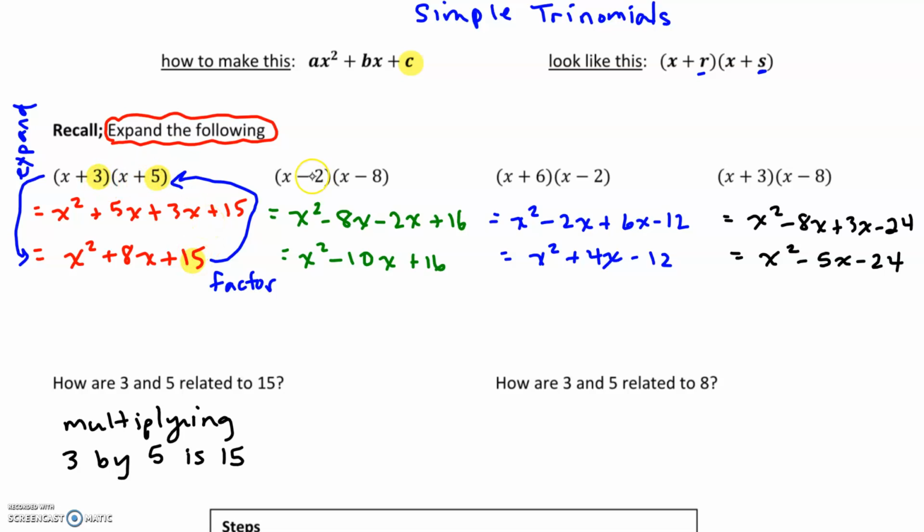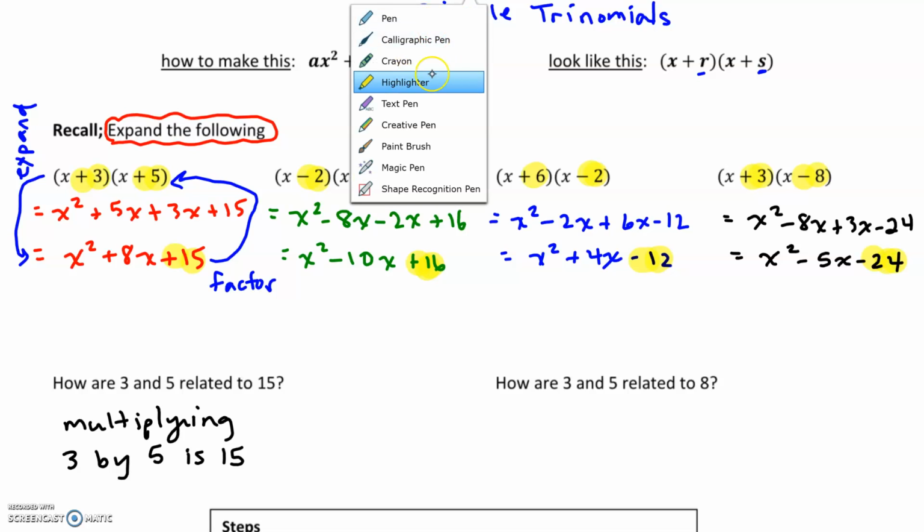And if we look, it continues. It's the same in every one of these. Negative 2 times negative 8 is a positive 16. Even the signs show up here, because multiplying 2 positives gives us a positive 15, and multiplying 2 negatives gives us a positive 16. Positive 6 times negative 2 gives me negative 12, and positive 3 times negative 8 gives me negative 24.